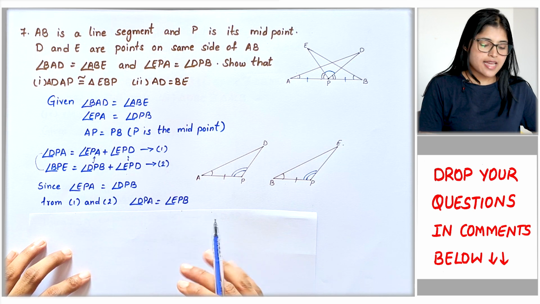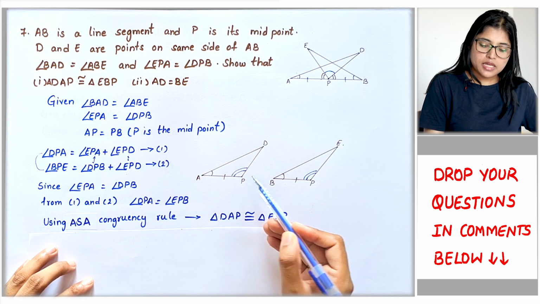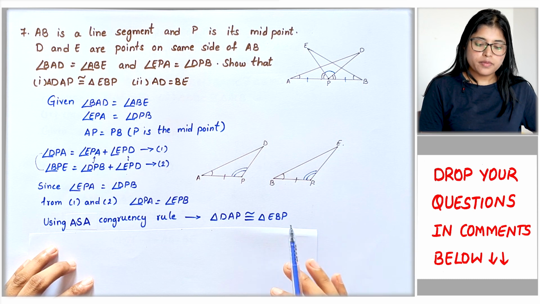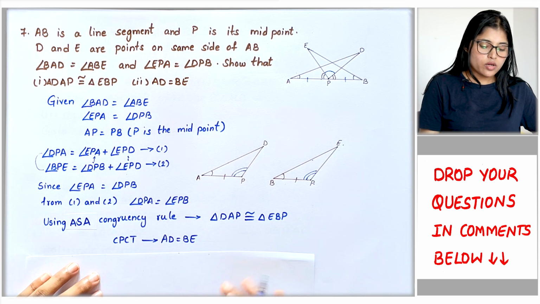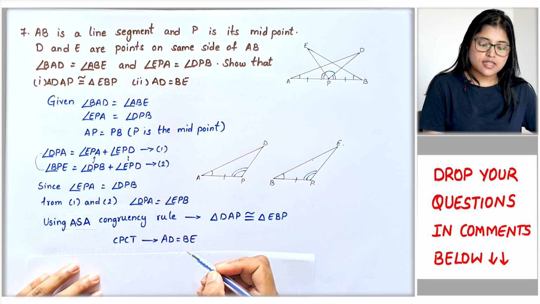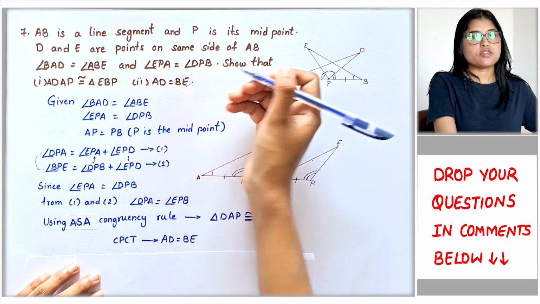So from angle side angle congruency, I can write that triangle DAP is congruent to triangle EBP, which also means that this side AD and BE are equal because of common parts of congruent triangles rule, CPCT. I can write AD and BE as equal, proving the second part of the question.